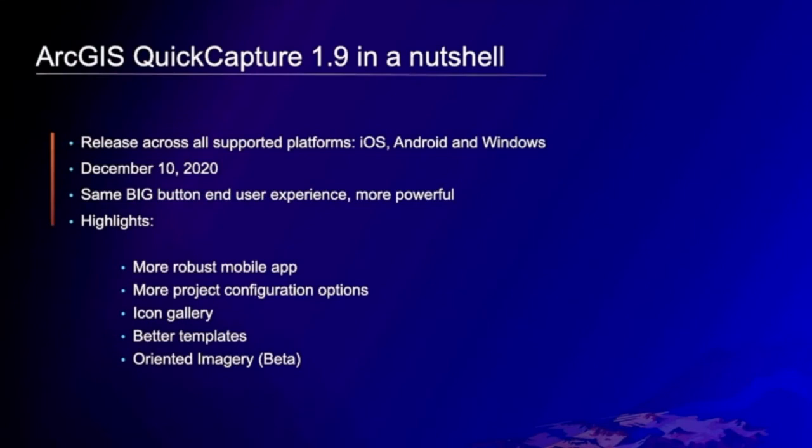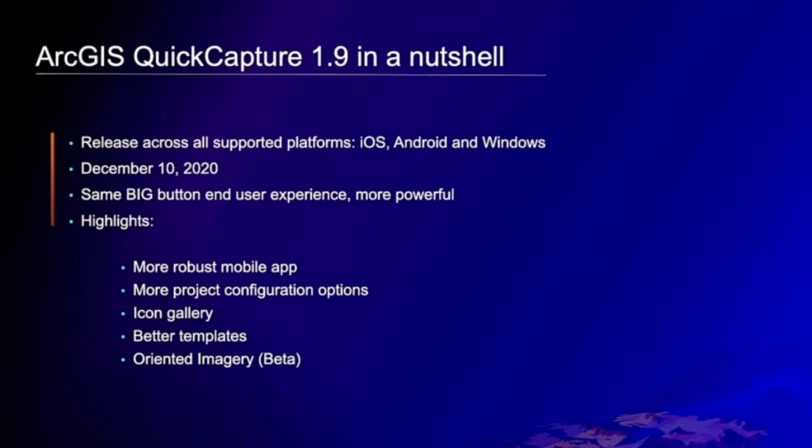QuickCapture 1.9 was released in December 2020. In terms of updates and improvements, we're continually making improvements to make the application more robust, focusing on performance, memory management, and network stability. In terms of new configuration options, you can now configure project user input lists with the other option. This basically means that the user can enter a value that's outside of the list published with the project.